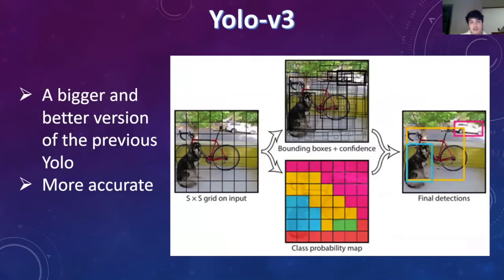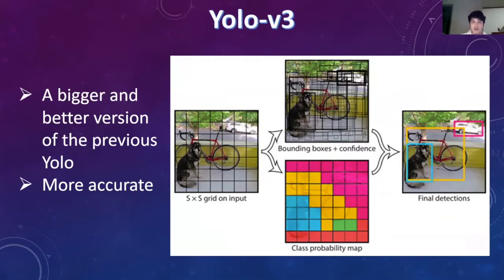Now, the reason why we use YOLO is because it's also similar to MobileNet SSD in the sense that it takes one shot. You only look once, hence the name. So it puts a grid onto an image, and then it uses bounding boxes, confidence, and the class probability map to make final detections.